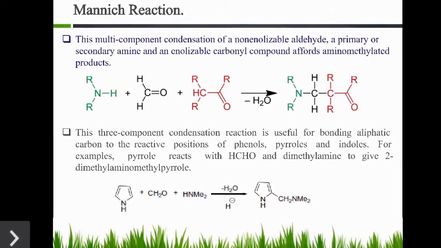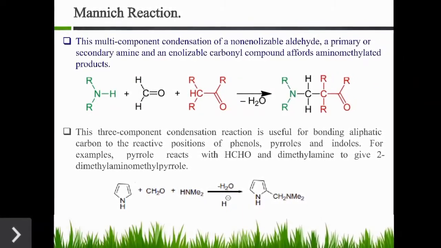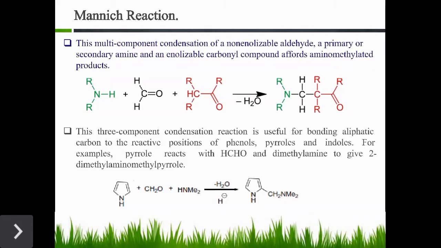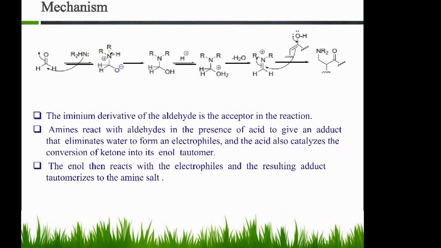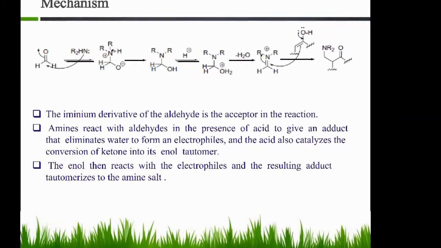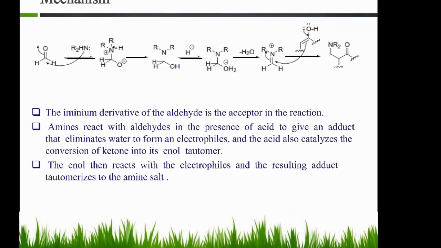So you could see formaldehyde is reactive with pyrrole and you got 2-dimethylaminomethylpyrrole. So let's look into the mechanism. So I said in the Stork enamine synthesis, when the enamines are involved, the reaction operates through the iminium ion. In case of Mannich reaction also, the reaction mechanism gives a lot of importance to the iminium ion. The iminium derivative of the aldehyde is the acceptor in this reaction, the Michael acceptor.